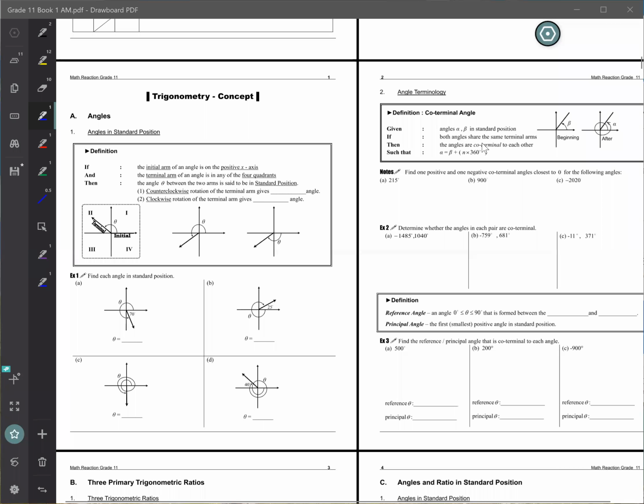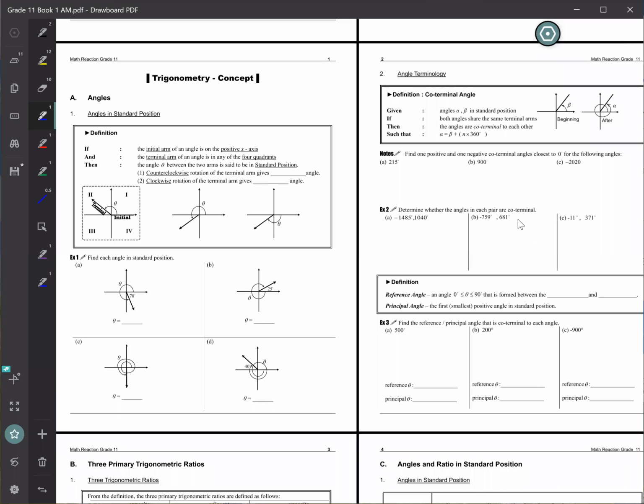Okay, so in grade 12, there's more. Grade 11 trigonometry is building up the basic foundation. Some of the things you learn here, you'll learn again. Review again in grade 12. And then new things will be added on.